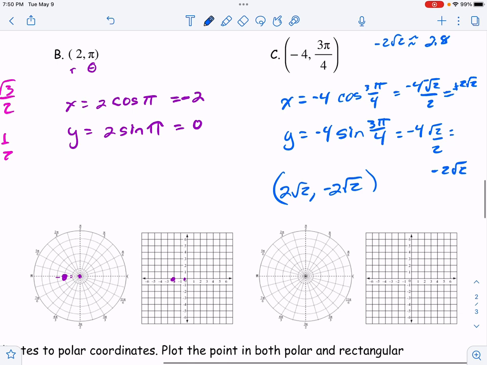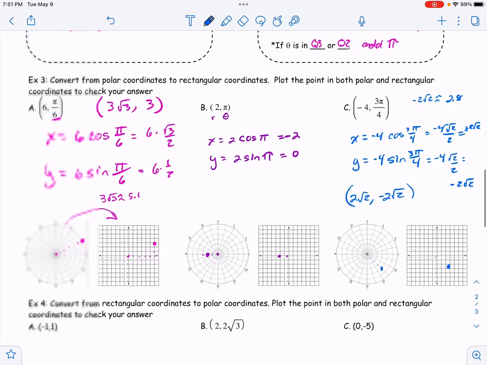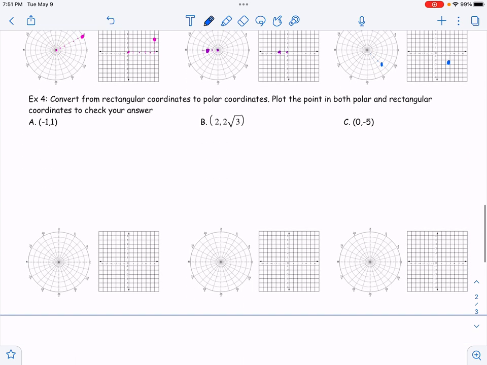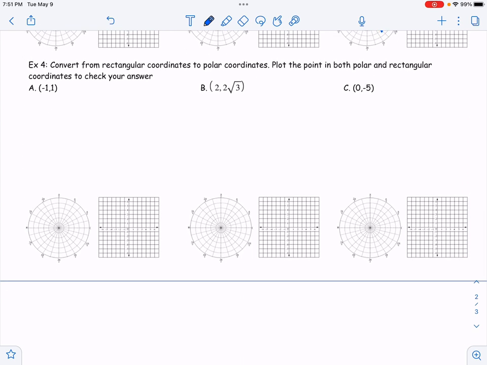All right, so you're over here at 3 pi over 4. And you do negative 4, so that's down here. 1, 2, 3, 4. Okay, if I do 2 root 2, which is 2.8, and negative 2.8, my dot's right there, and they look like they're at the same spot. So we did good. Okay, now we got to convert these the other way. It says convert from rectangular coordinates to polar coordinates. Plot the point, both polar and rectangular, to check your answers.